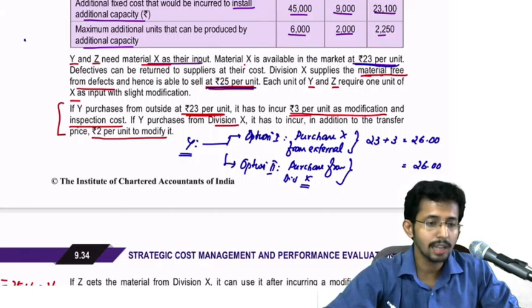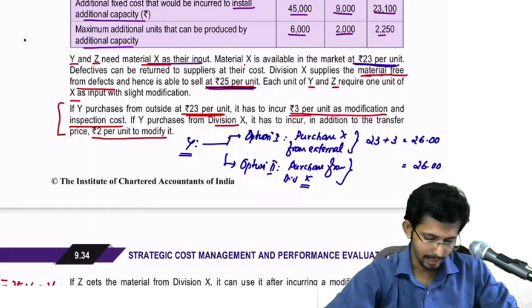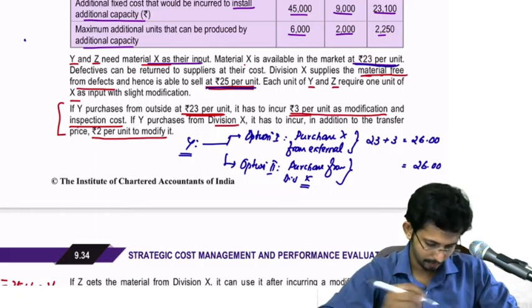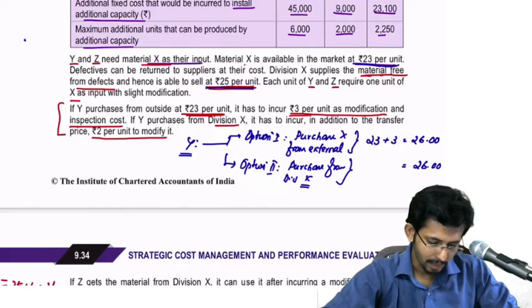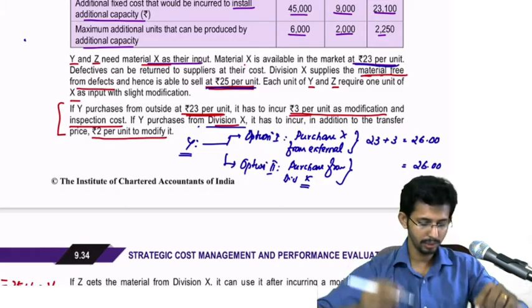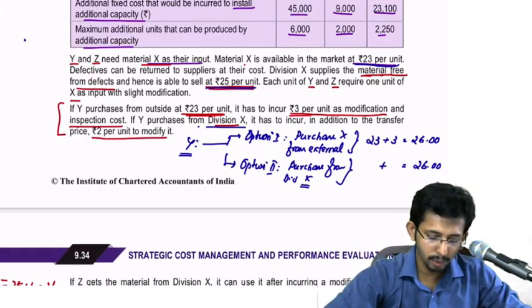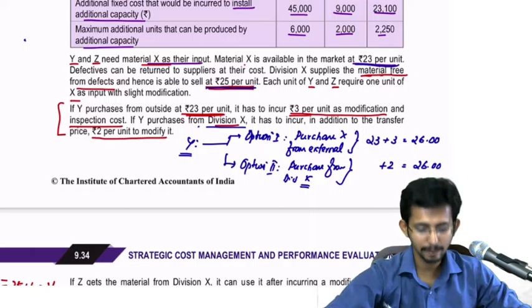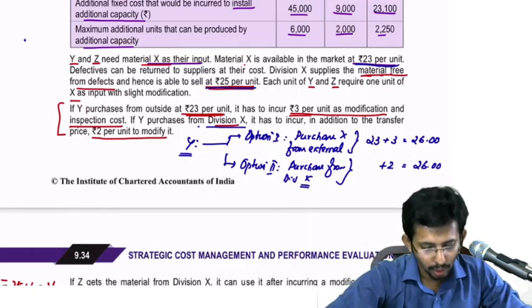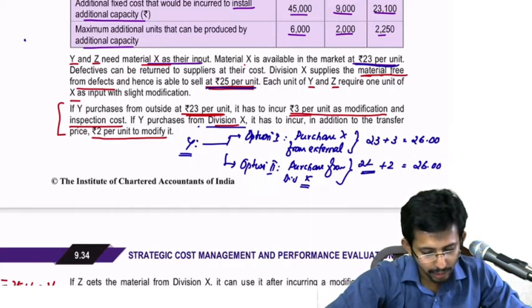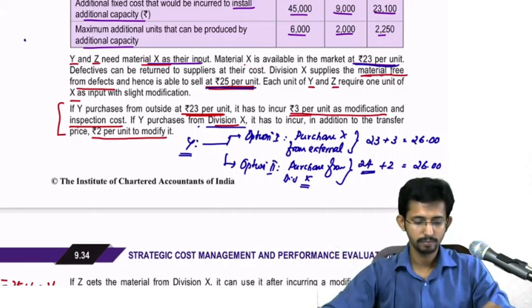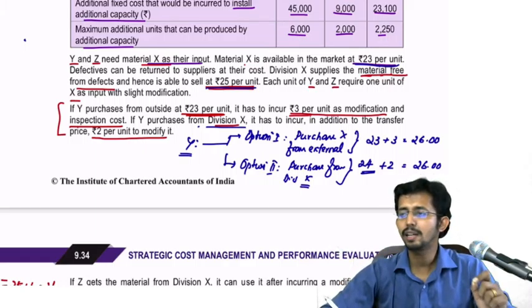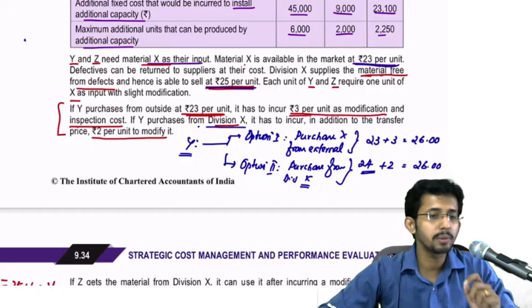If the total cost has to be 26, then what has to be the transfer price? They say that if Y purchases from division X, it has to incur, in addition to the transfer price, rupees 2 per unit to modify it. So rupees 2 is required for the modification, and the transfer price will become 24. Is it clear? This is a very crucial point which you have to keep in mind.